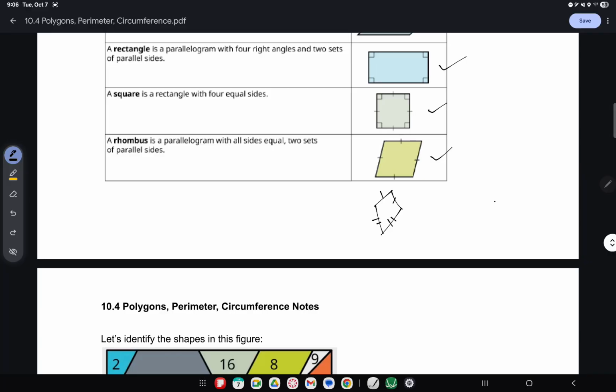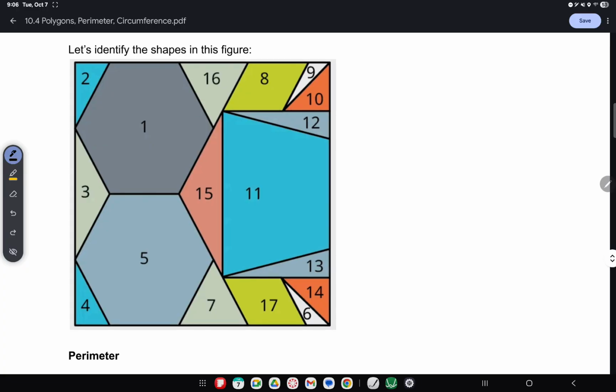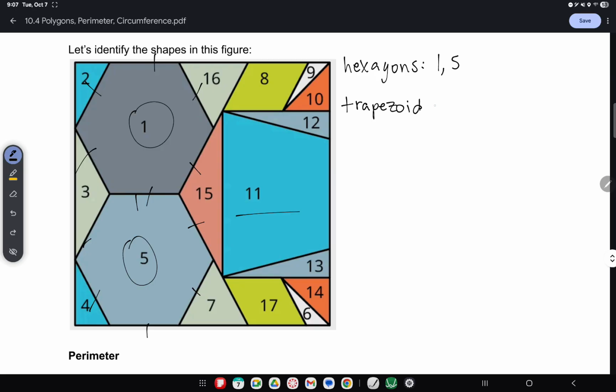All right. So let's look at this figure and try and identify what shapes are in here. So the first one I see is 1 and 5. And those have 1, 2, 3, 4, 5, 6 sides. And 1, 2, 3, 4, 5, 6 sides. So those are hexagons. I'm just going to label them like this. 1 and 5. All right, next thing I see is this big old trapezoid here. I'm going to look for any more, and I don't see any.